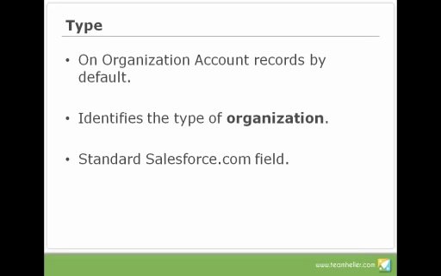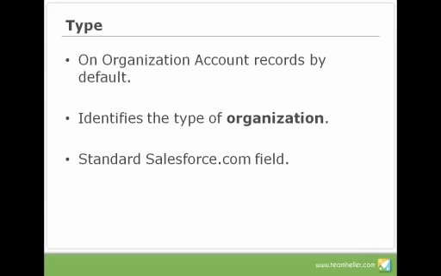The type field is on the organization account record by default. It's a code that's meant to show what types of organizations you have in your system. This is a Salesforce standard field, and the data type is a pick list. You can customize this pick list with values that meet the needs of your organization. Also, this field doesn't affect your storage space. As I mentioned, it's a field that's meant to code organizations.